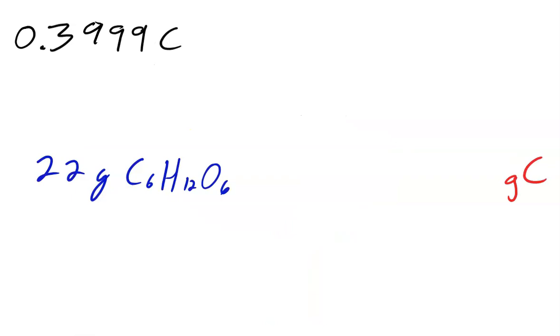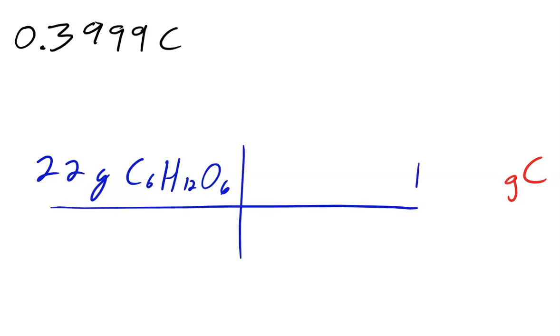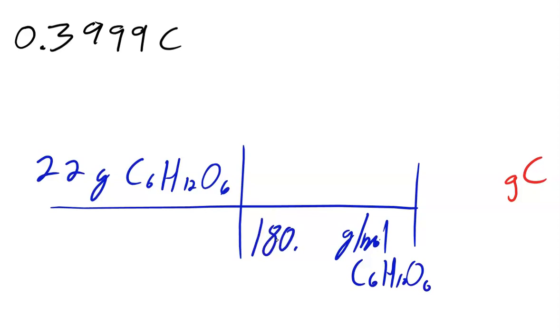Now, using the same numbers and the same sample size of the same compound, we're going to go straight from the sample size of 22 grams of glucose to grams of carbon. So what you do is you start off by doing simple conversions. We're going to put grams of glucose on top and then put grams of glucose on the bottom, except we're going to do grams per mole of glucose. In other words, we put the molar mass on the bottom. If you remember, the mass was 180.18.